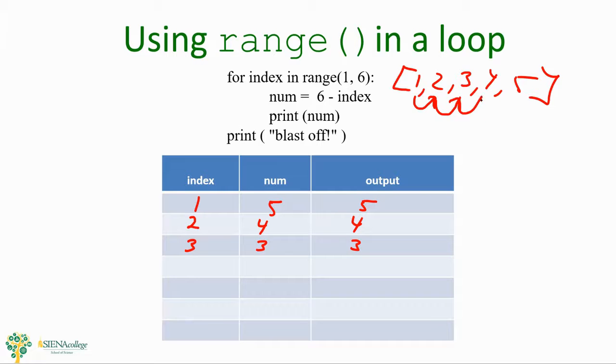The next number in the list is 4. So the index is 4. 6 minus 4 is 2. We print out the 2. One more time through the list. Index is 5. 6 minus 5 is 1, and we print out the 1. Since we've exhausted the list, we're done with the for loop. We now go to the print statement, and we print blast off.